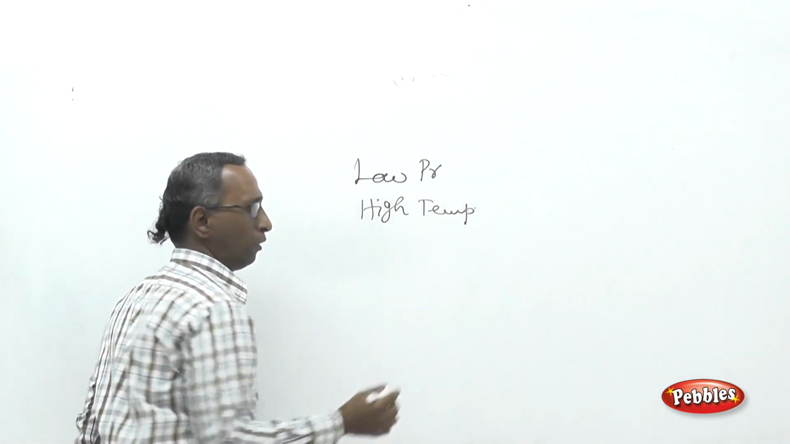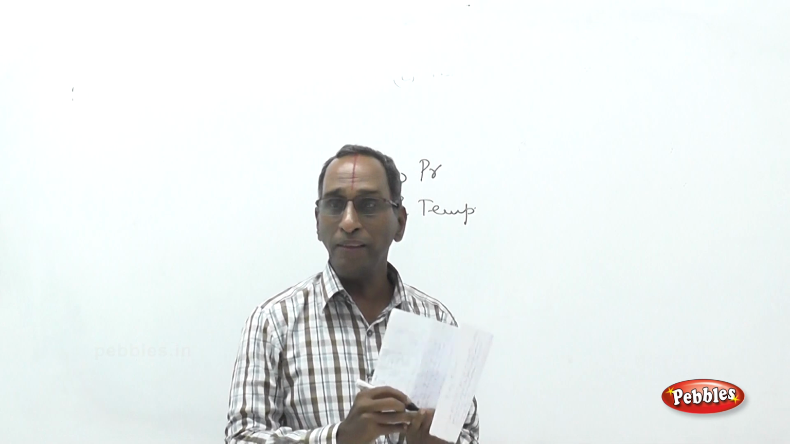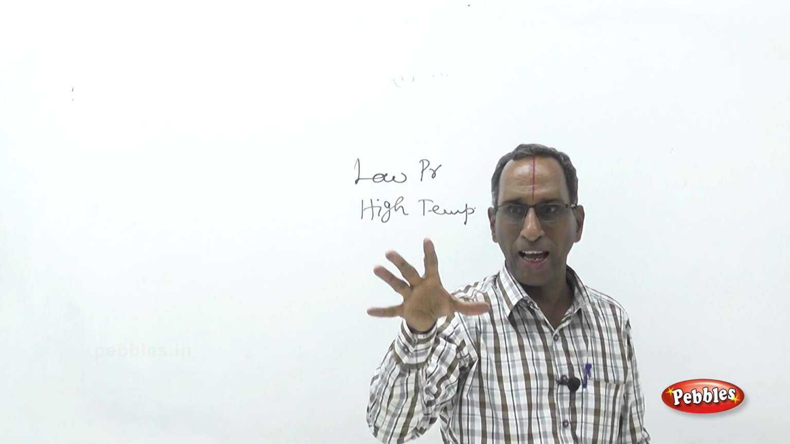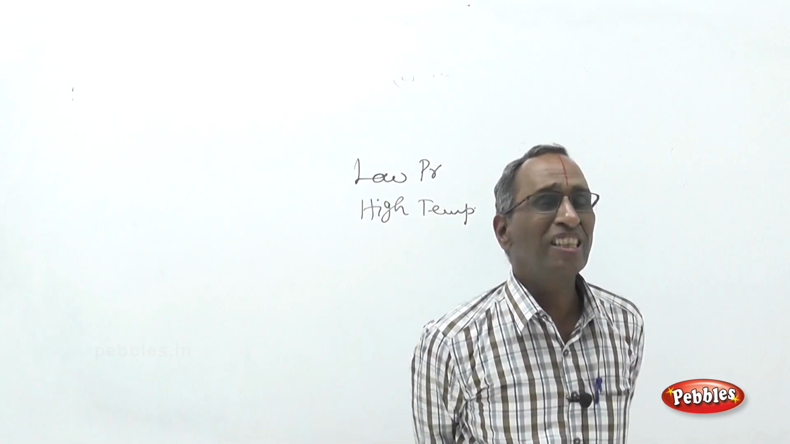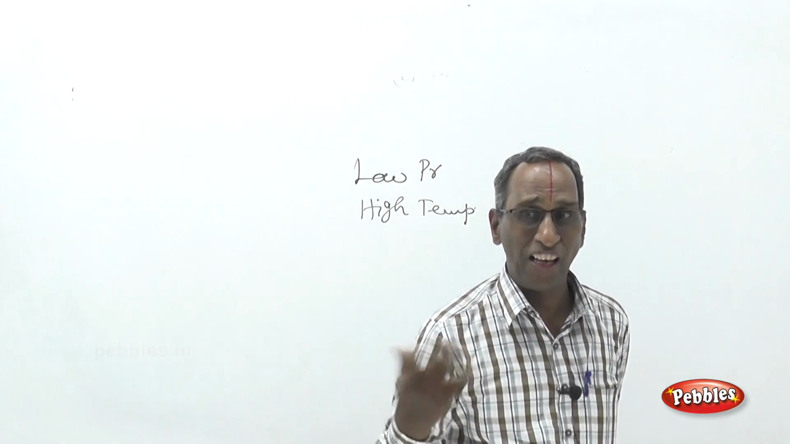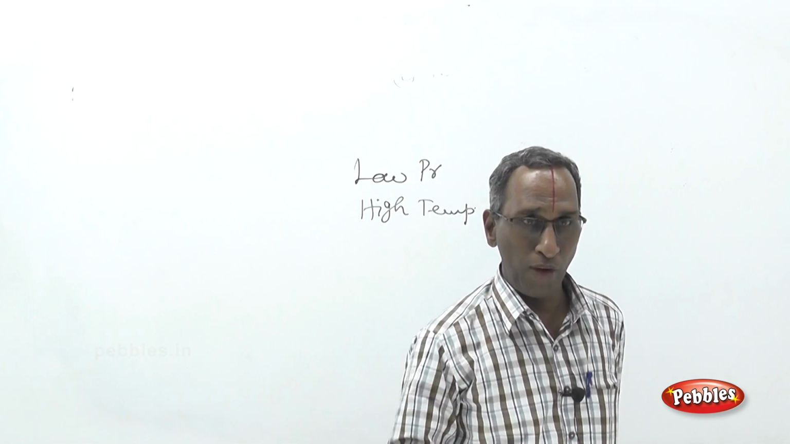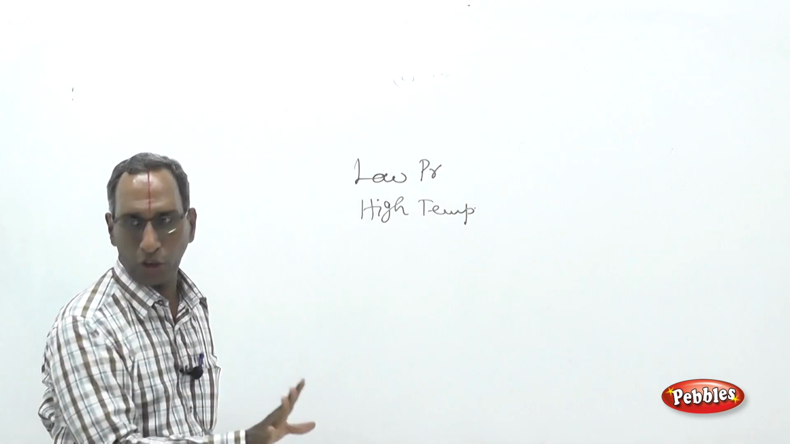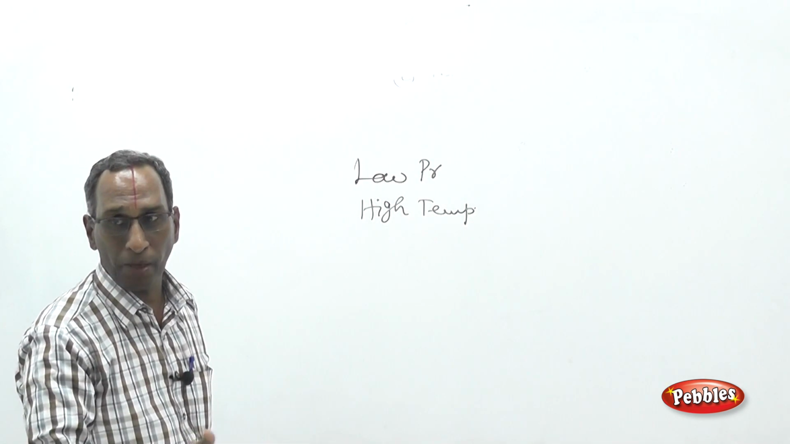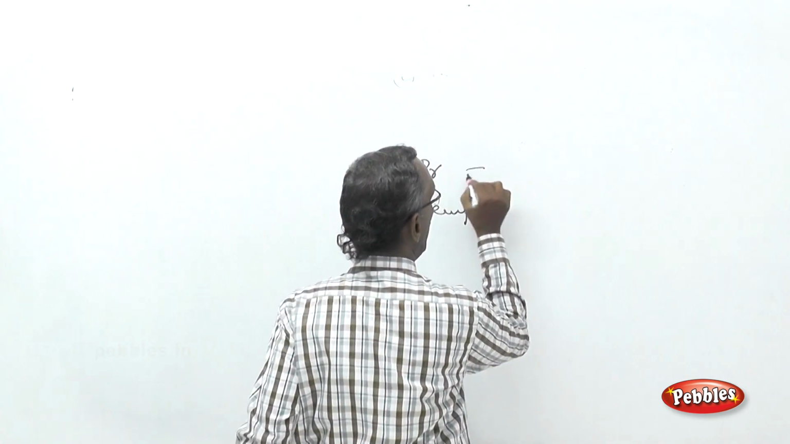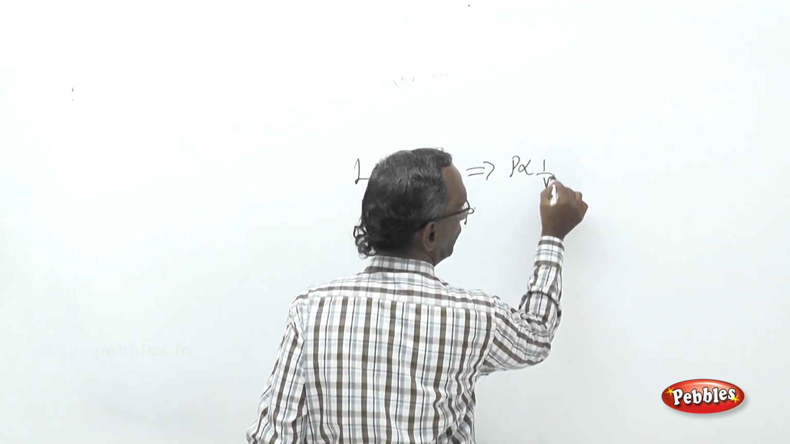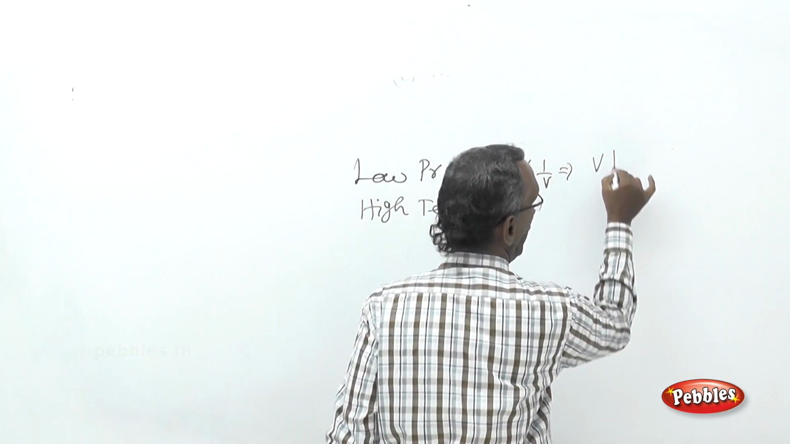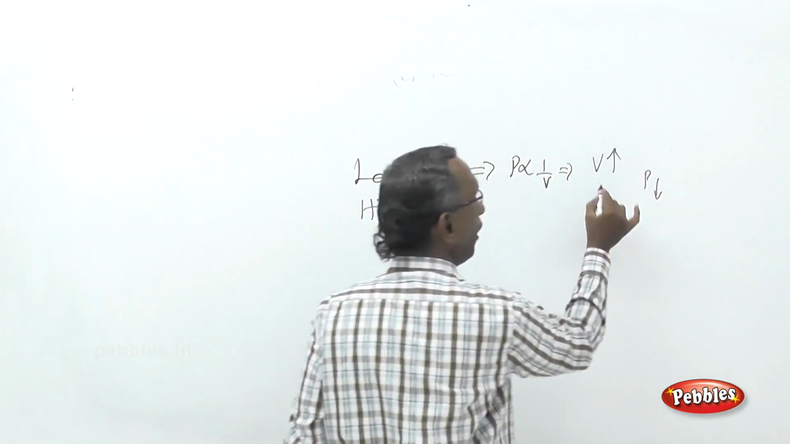Why is it so? A gas will behave ideally when the gas molecules are free enough to move about, with no influence of any other force. They can move freely. Free movement of gas molecules is possible under which condition? Low pressure. Pressure is inversely proportional to volume, so low pressure means volume is high.